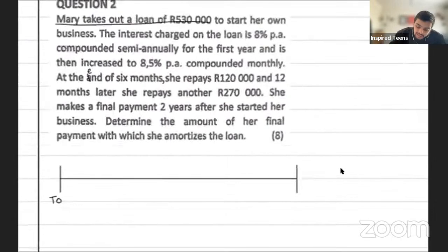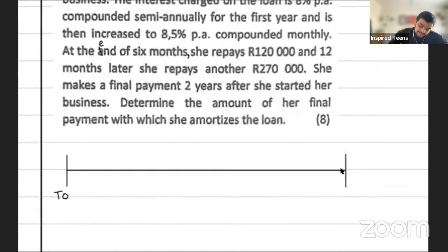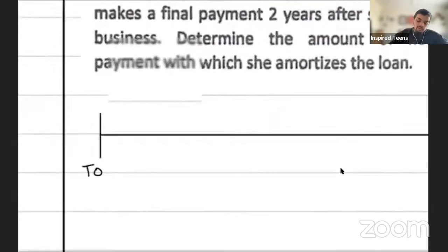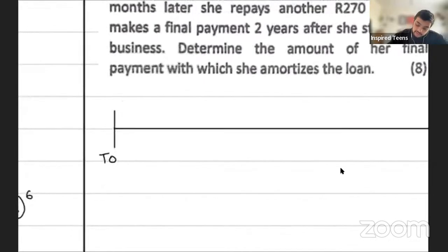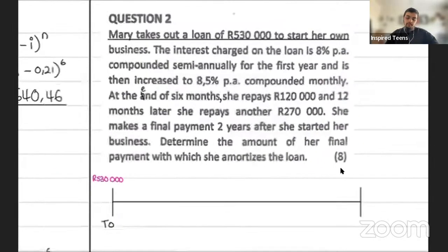So Mary takes out a loan of 530,000 to start her own business. So that's T0. When the loan is taken out, that's T0. That's the start of all of these calculations, when the loan is taken out. So 530,000 rand was taken out as a loan at the initial time, T0. We'll refer to it as T0.